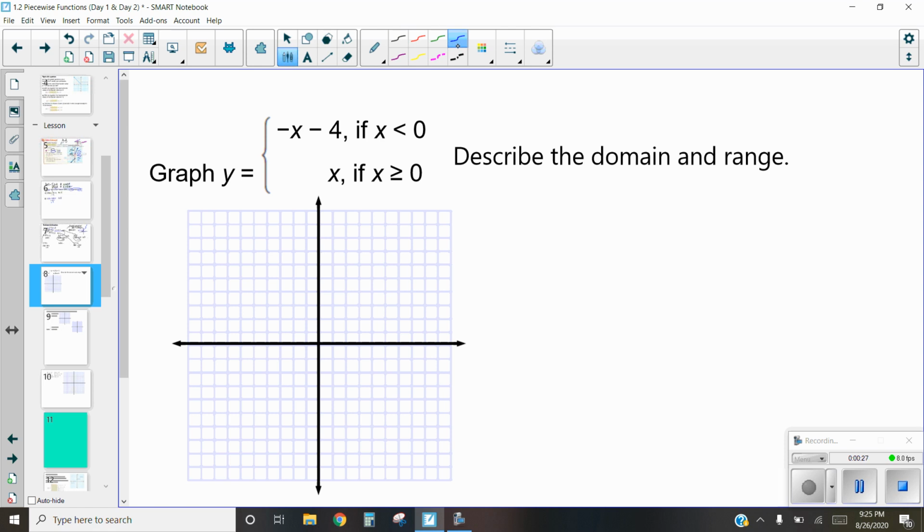So let's start with this first one. Negative x minus 4 is going to be our equation if x is less than 0. If x is greater than or equal to 0, then it's just going to be an x. So the way that I like to do this is I start by just drawing a dotted line of some sort. So I'm going to start with our first function here, negative x minus 4. So I'm going to go down to negative 4 where my y-intercept is. I'm going to put a little dot there, and this is just temporary.